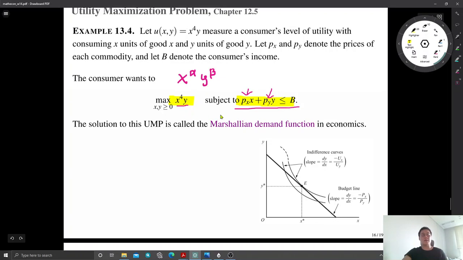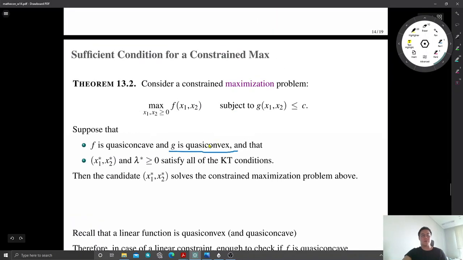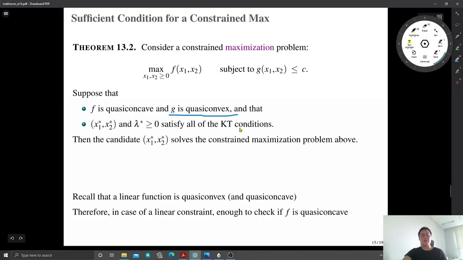So we can set up the Lagrangian and find the Kuhn-Tucker conditions, and we can first derive this candidate for a solution to this maximization, and that candidate becomes a solution because it satisfies these two conditions: quasi-concavity of the objective function and quasi-convexity of the constraint. Okay, so the Kuhn-Tucker condition becomes a sufficient condition.